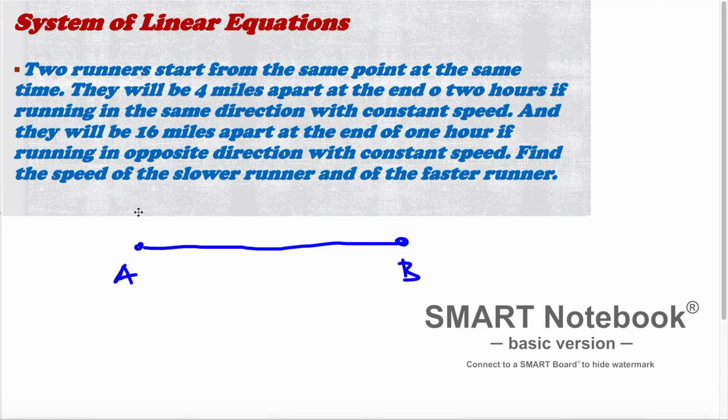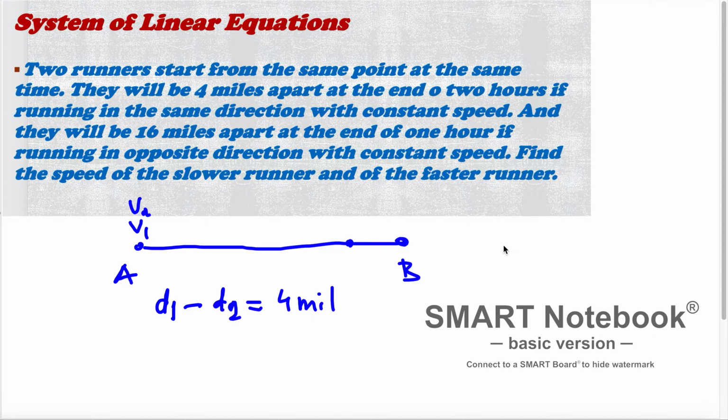Because these runners are running with a constant speed, but on the other hand they have a direction, we can write it with a velocity. So v1 and v2: both runners run with a constant velocity from the same point. By the end, the distance is going to be about 4 miles apart. So d1 minus d2 is going to be equal to 4 miles.